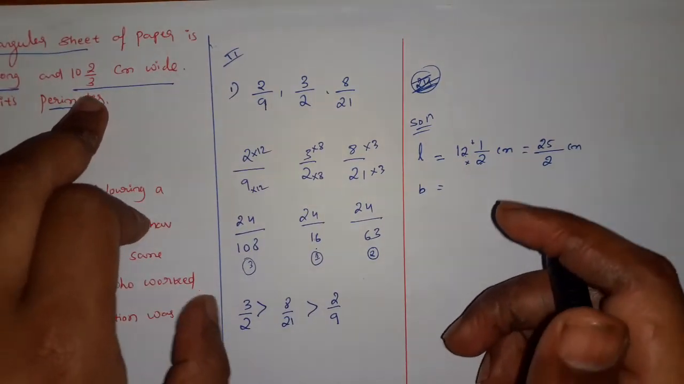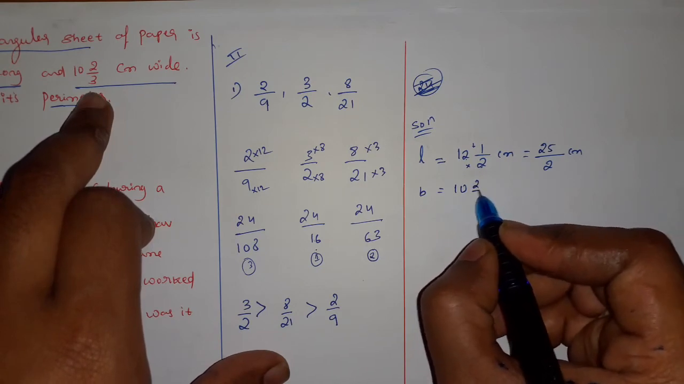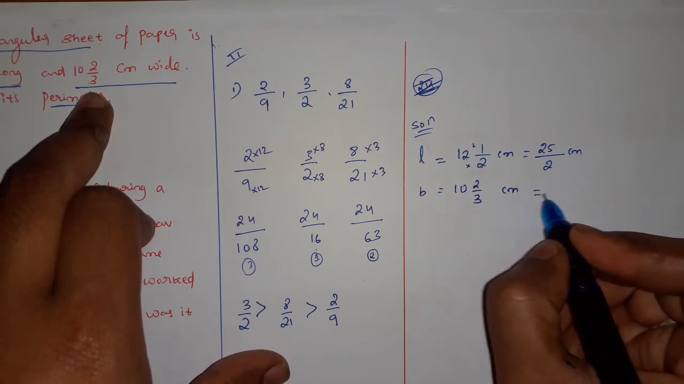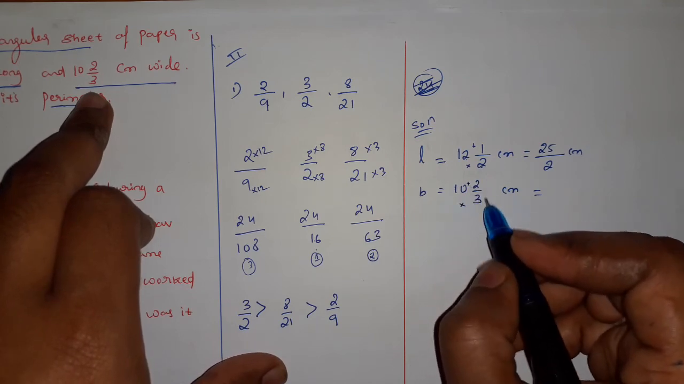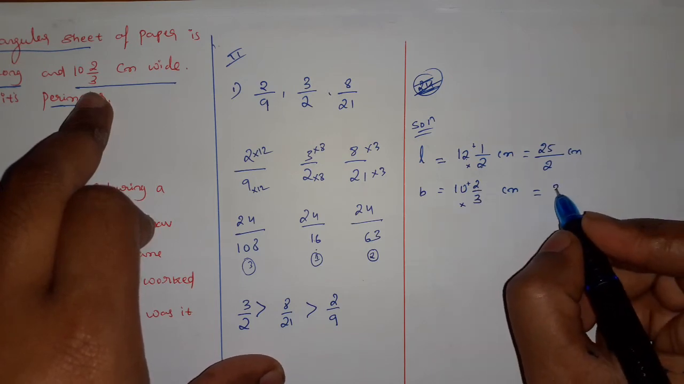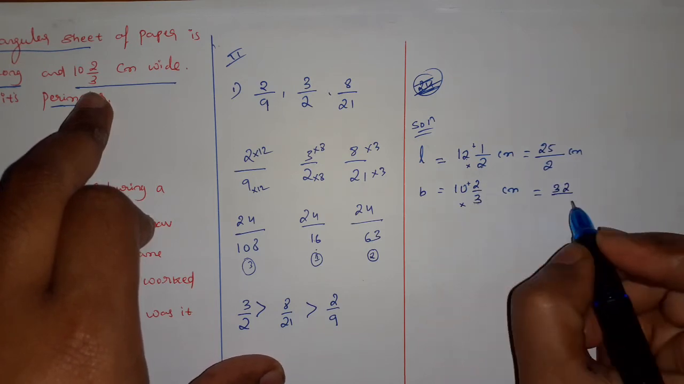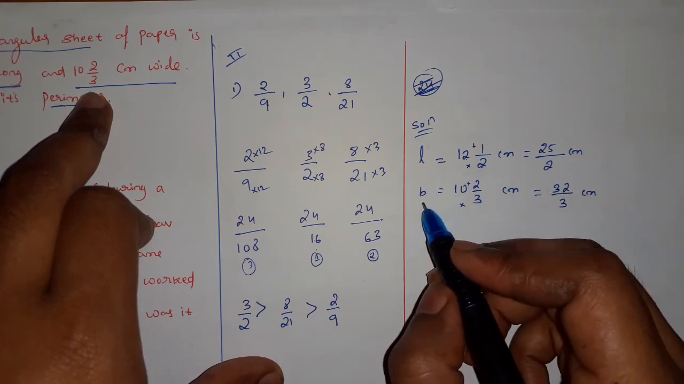Breadth is 10 2 by 3 centimeter. Again it is a mixed fraction. Convert it: 3 10s are 30, 30 plus 2 is 32. So 32 divided by 3 centimeter. We got length also, we got breadth also.